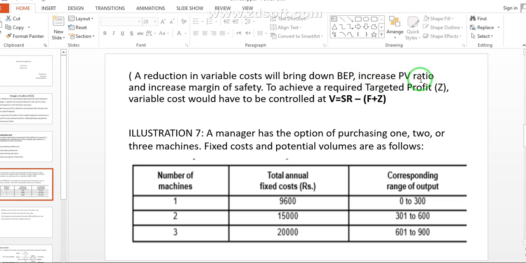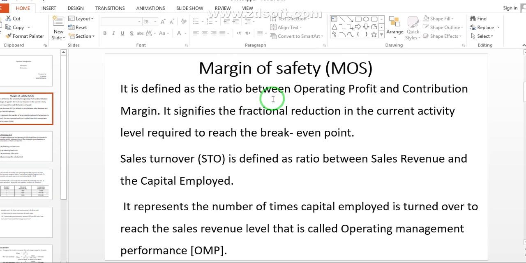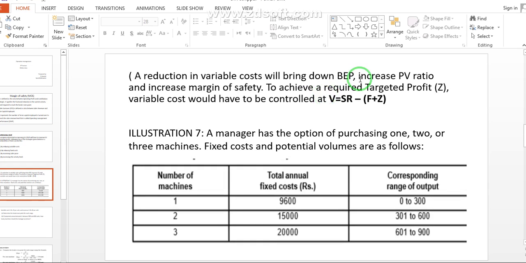increase the PV ratio, and increase the margin of safety. As I said here, the margin of safety is the ratio between the operation profit as well as contribution. The same here, as much as the variable cost is going to be reduced, that much the break-even point would be down. It means that the profit level is high, the project is going to be successful, the operation is going to be successful.